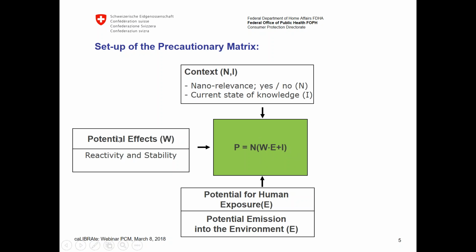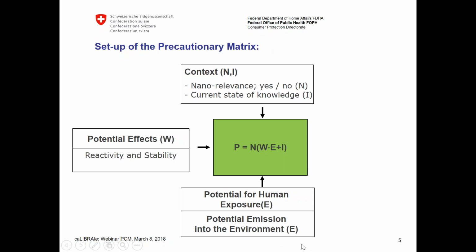Then the second module is the potential effects module. The parameters used here are reactivity and stability of the nanomaterial. I will come back to that. And the third module is the potential for human exposure and the potential emission into the environment. We'll explain this later on.